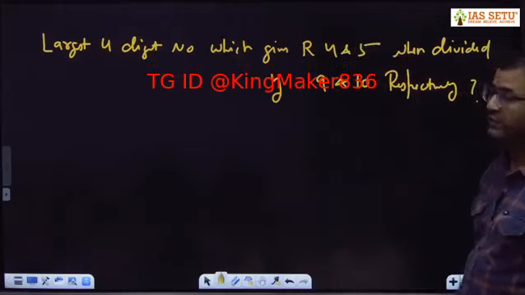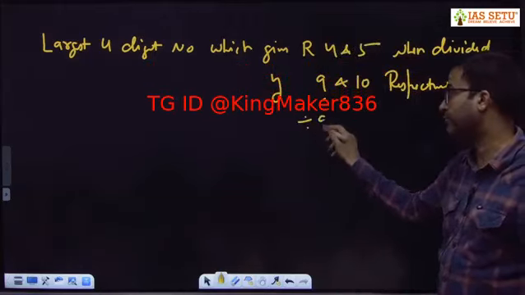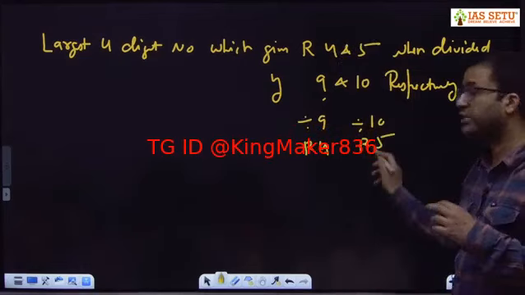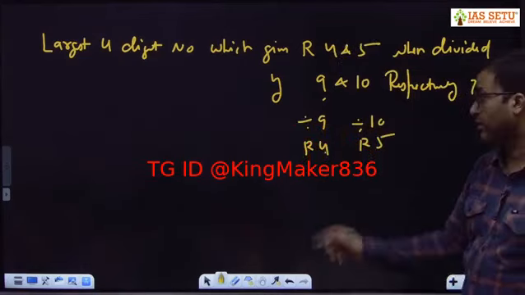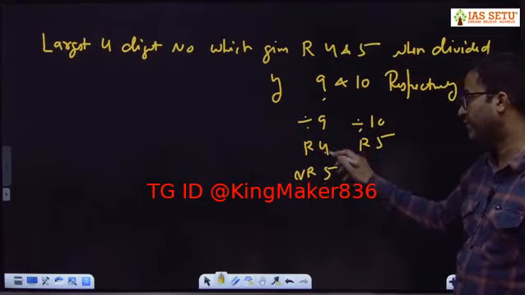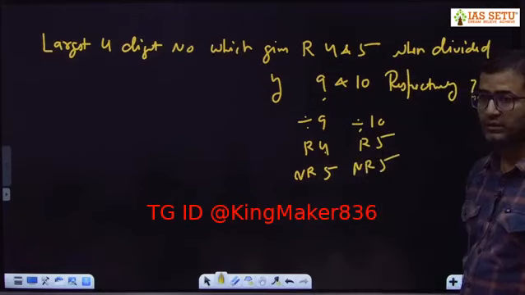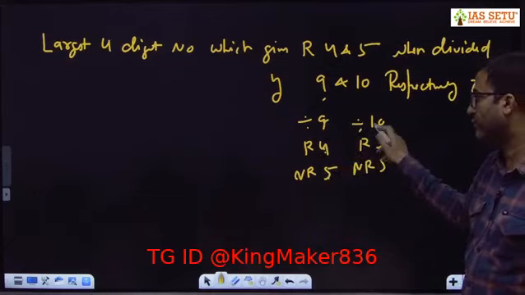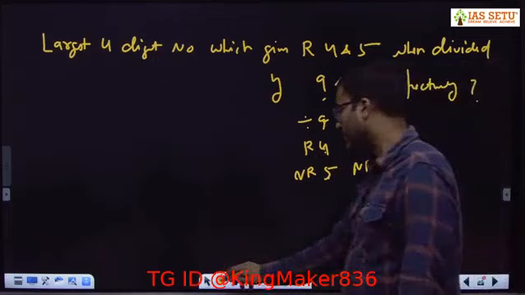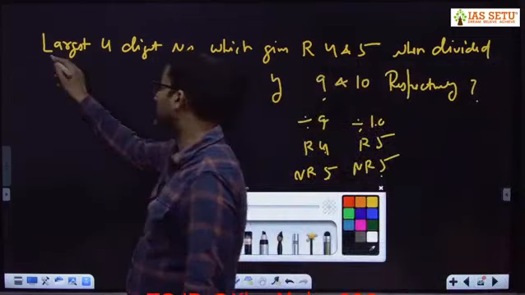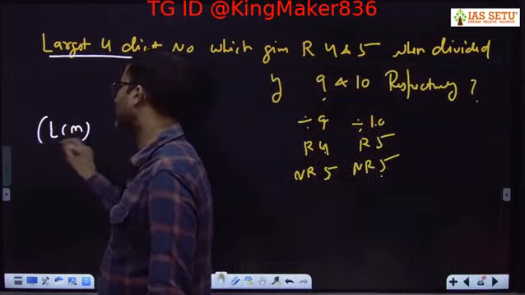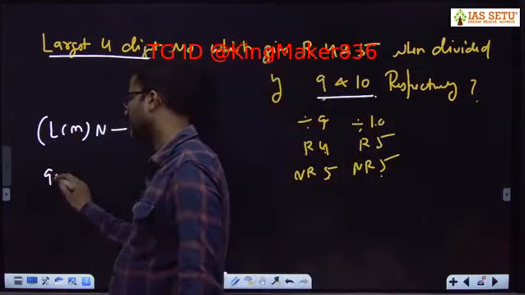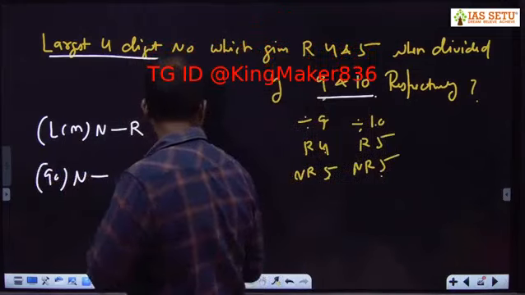Remainder 4 and 5: when you divide by 9 remainder 4, when you divide by 10 remainder 5. So when our positive remainders are different we use negative remainder. So what is our negative remainder here? 5, here negative remainder 5. How to find negative remainder? Remove the positive remainder from the divisor: 9 minus 4 gives you 5, 10 minus 5 gives you 5. Then it is LCM. Since it is the largest 4-digit number, multiple of LCM minus R. What is the LCM of 9 and 10? 90. So it is multiple of 90 minus 5.